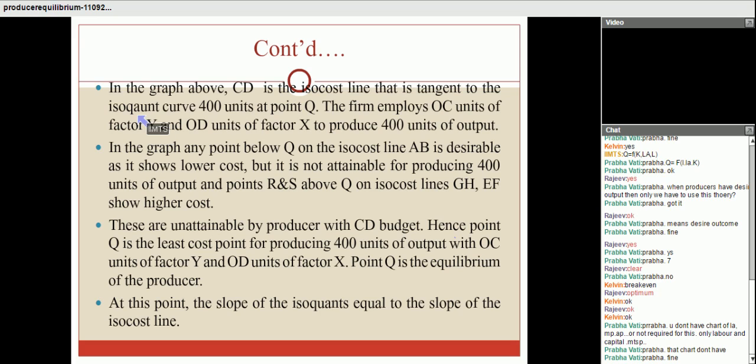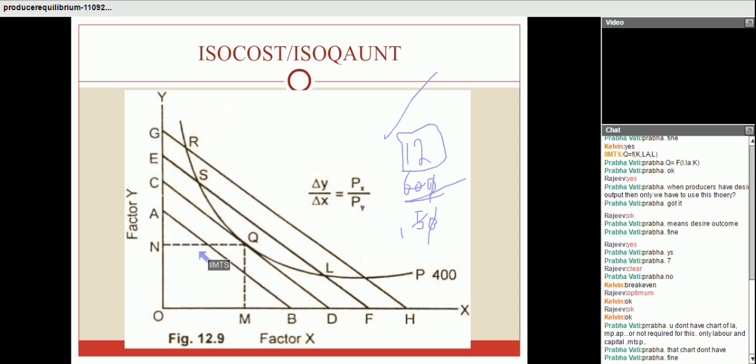So this is the explanation for that graph. In the graph above, CD is the isocost line that is tangent to isoquant curve 400 units at point Q. So the firm employs OC units of factor Y and OD units of factor X to produce 400 units of output. Let us get back to that. So they are telling us the same thing. OC the factor Y, OD factor X.